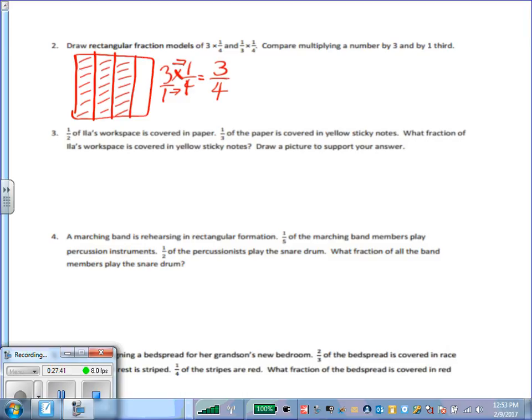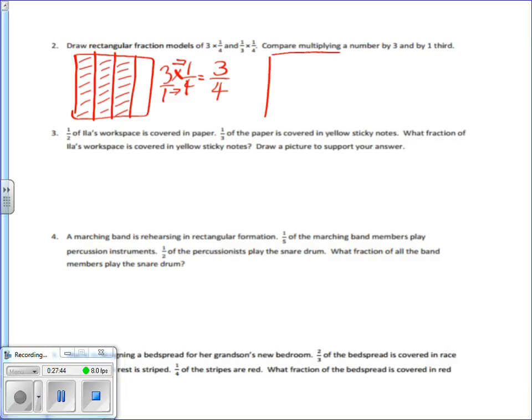And then 1/3 times 1/4. So 1/3 of 1/4. So I'm going to do 1/4 again. So here's 1/4. Then this way I'm going to do breaking it into thirds. Then there's 1/3 of it. So what fraction do I get here? 1/12.